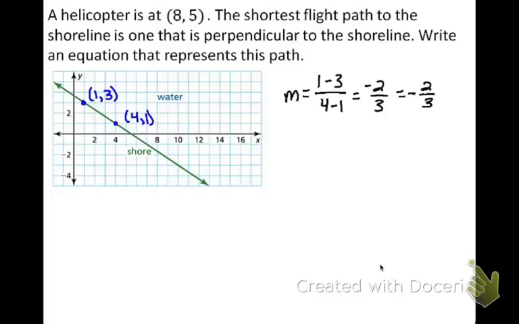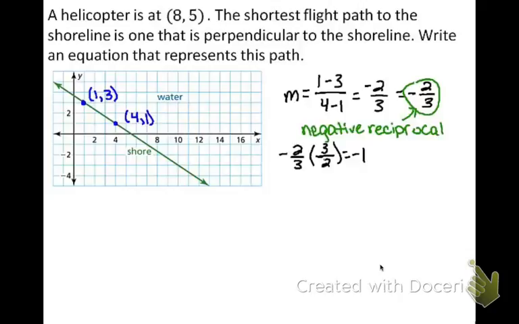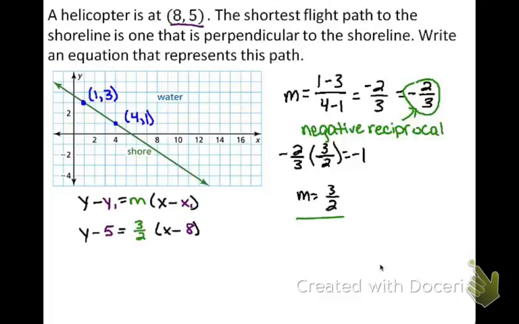Because the shoreline and the shortest flight path are perpendicular, the slopes of their respective graphs are negative reciprocals. Negative 2/3 times 3/2 is negative 1, so negative 2/3 and 3/2 are negative reciprocals. So the slope of the graph of the shortest flight path is 3/2. Use the slope m equals 3/2 in the point-slope form to write an equation of the shortest flight path that passes through (8, 5). Substituting 3/2 for m, 8 for x1, and 5 for y1, you get y minus 5 equals 3/2 times the quantity x minus 8.